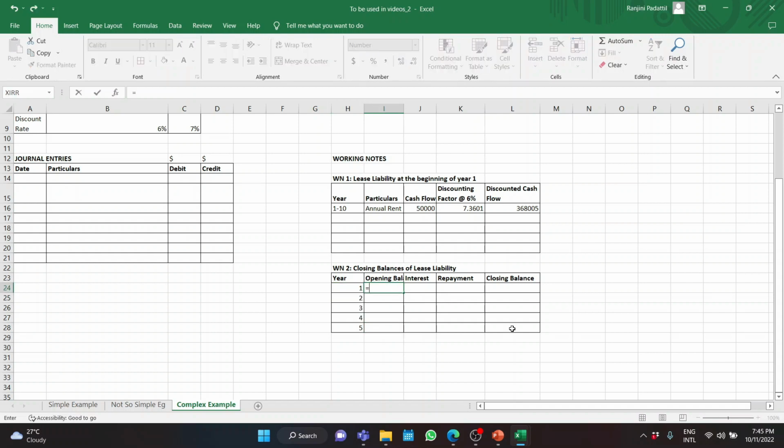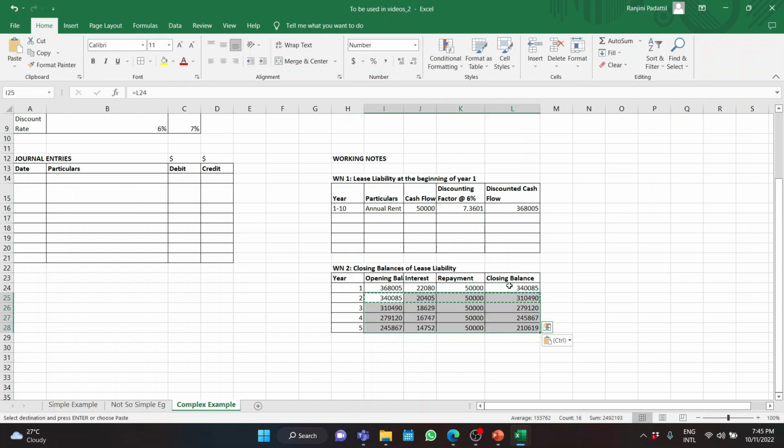The opening balance in year 1 is the lease liability. The interest is at the rate of 6%. The repayment is the annual rent, and the closing balance is opening balance plus interest minus repayment. The opening balance next year is the closing balance. Copy this across. Balance of lease liability on the date of lease modification is 210,619.